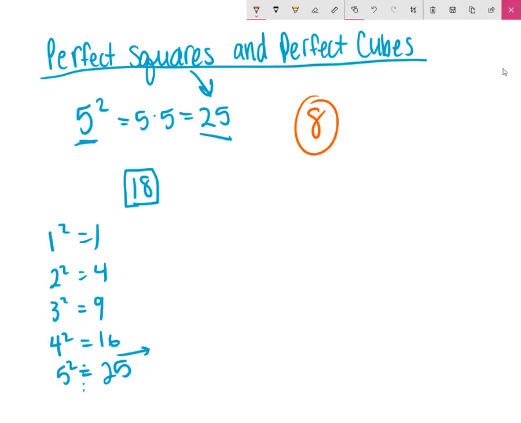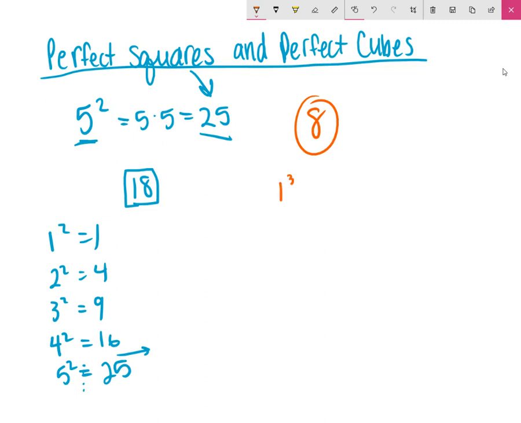Well, here is 4 and 9. 8 is right before 9. Doesn't represent a perfect square of any integer. So 8 isn't a perfect square. But 8 is a perfect cube.